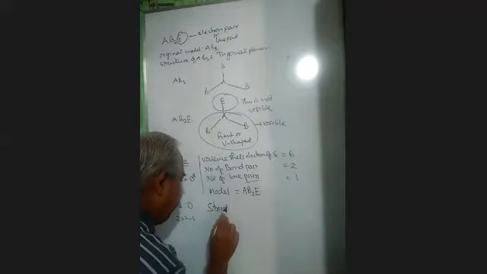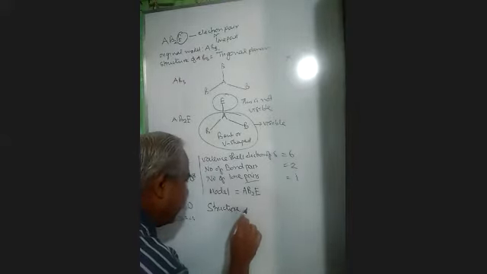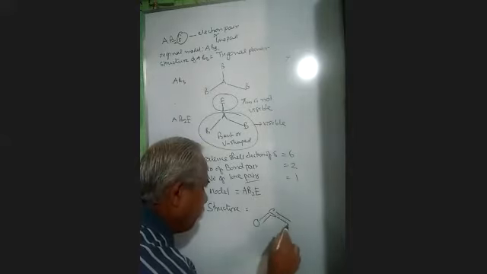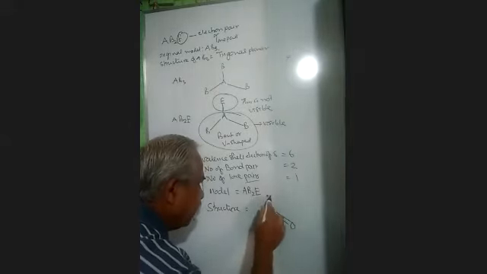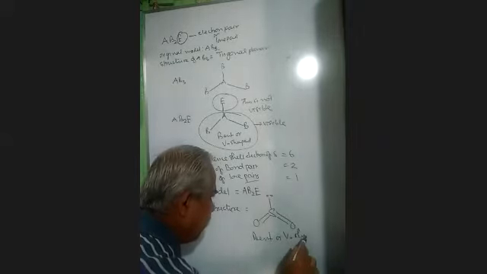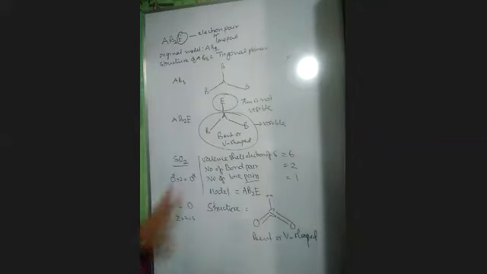The structure is sulfur, and this is the one. So it is bent or V-shaped, that we have done in the last class. I've just revised it so that again you can remember. So I think you again write it. Please write it again.